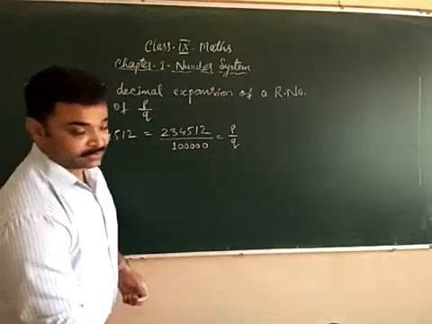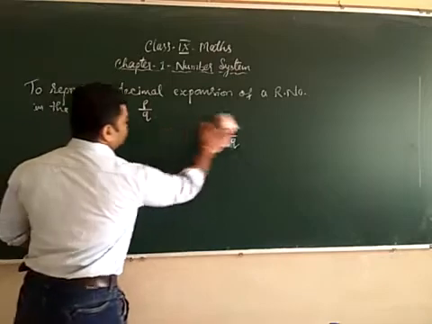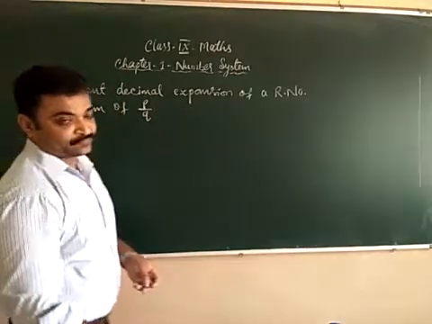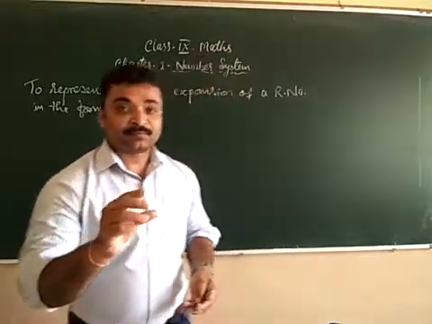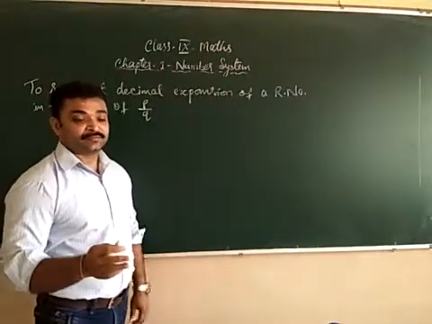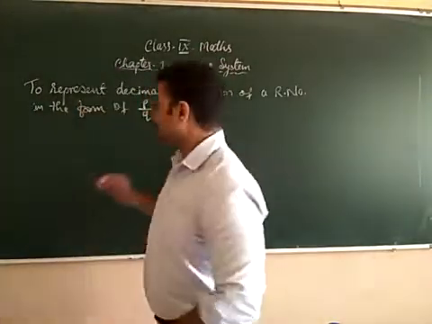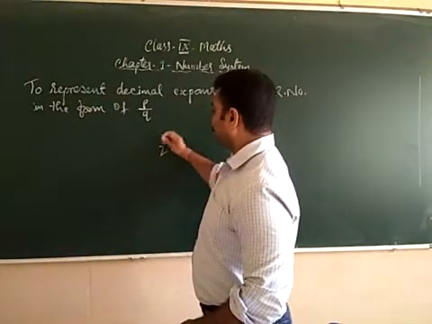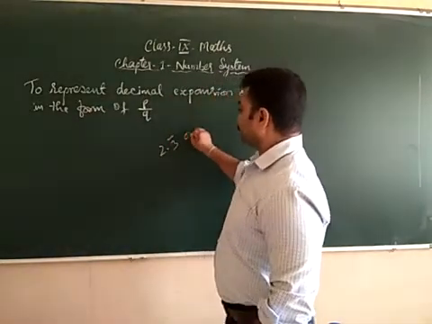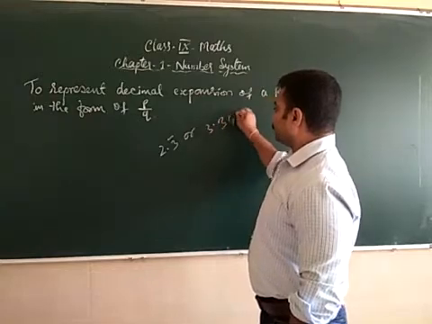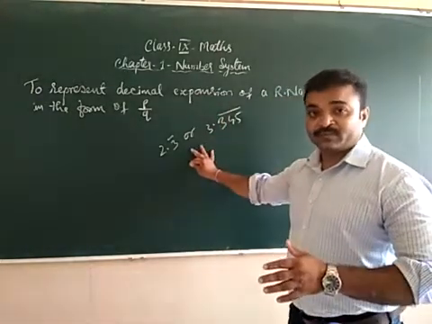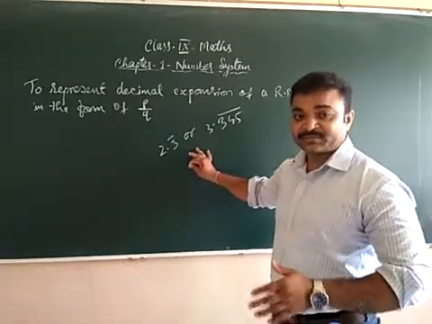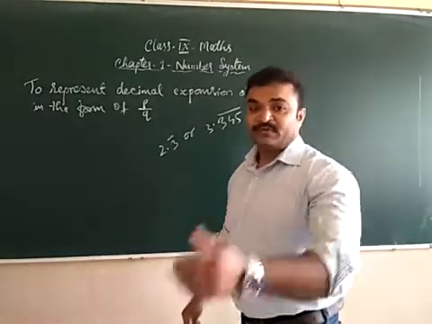But suppose we are asked bar type problems, that means 2.2 bar or 2.3 bar or 3.345 with a bar. How do we represent these types of decimal expansions in the form of P upon Q? We will see.